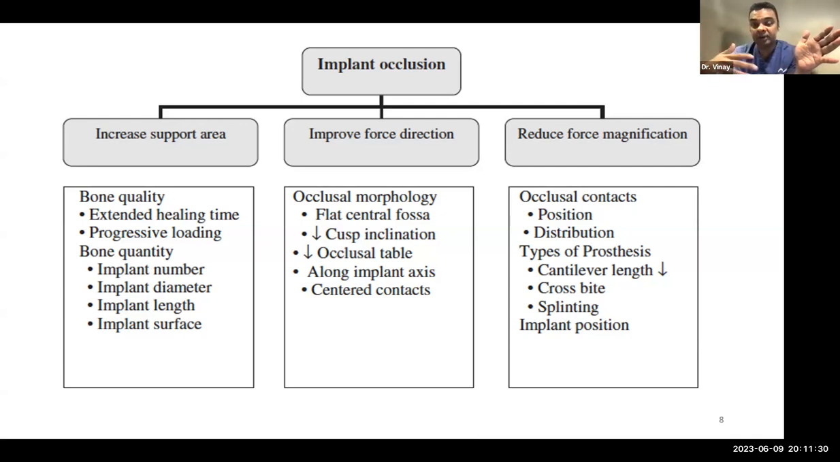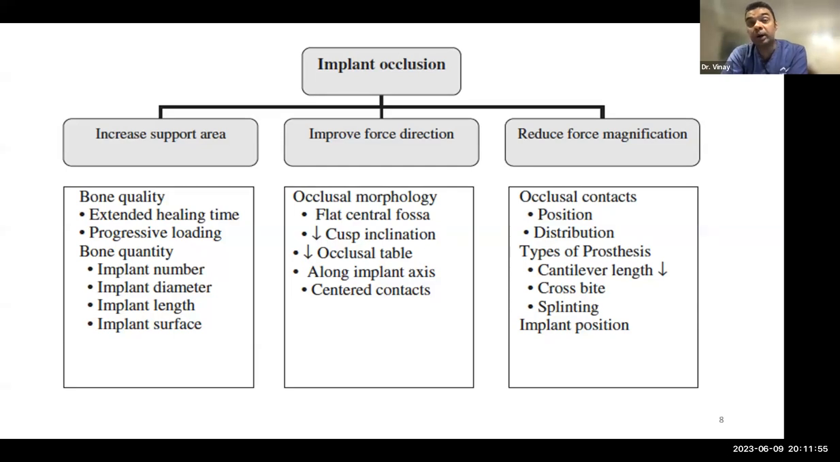And so I'm not even stressing too much on that because we understand it's prosthetic driven implant dentistry. And we try to give the contacts along the implant axis and try to provide as many centered contacts as possible. If you want to reduce force magnification, we look at the position and distribution of the occlusal contacts. We decrease the cantilever strength.